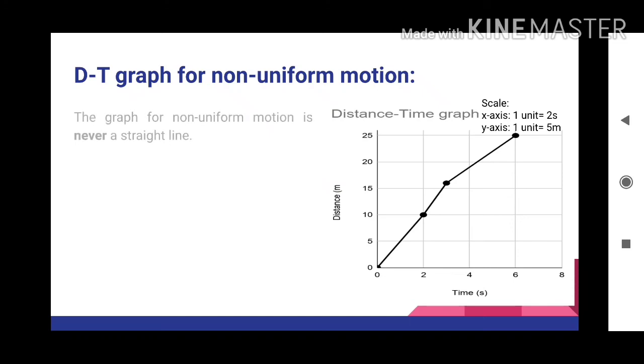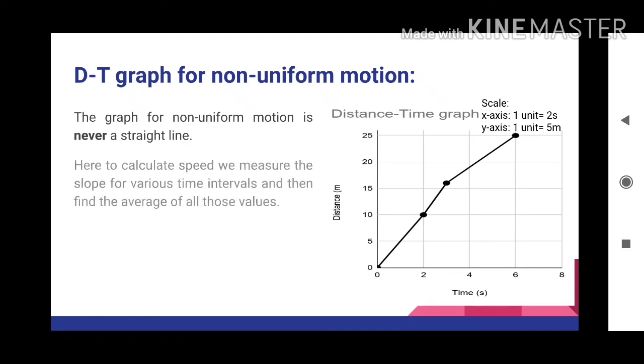So next, the graph of non-uniform motion is never a straight line. Here, to calculate speed, there is no single slope. Here we calculate average speed, not the actual speed but the average speed, because the speed keeps varying for different intervals of time. So here we take average speed.